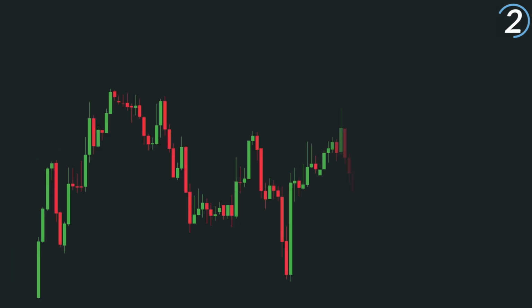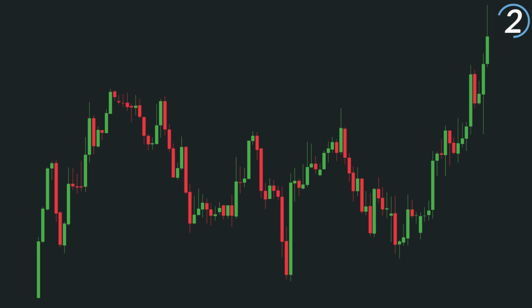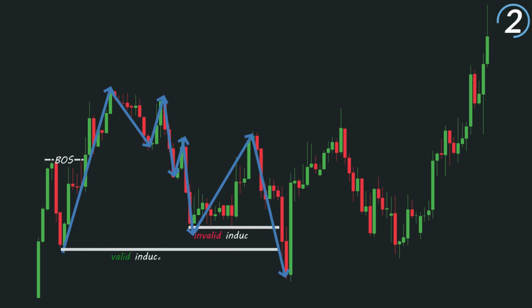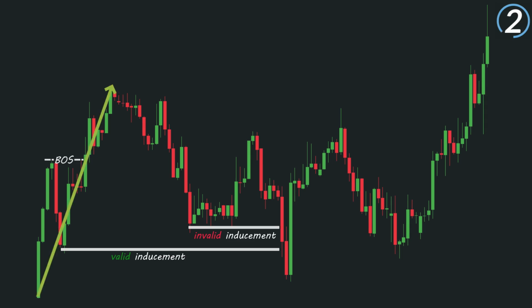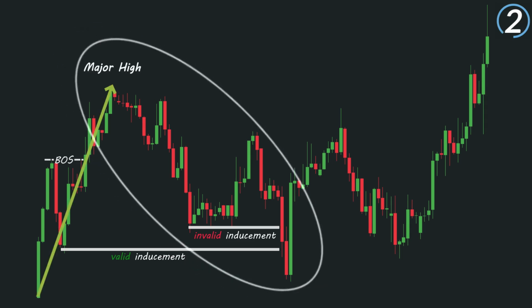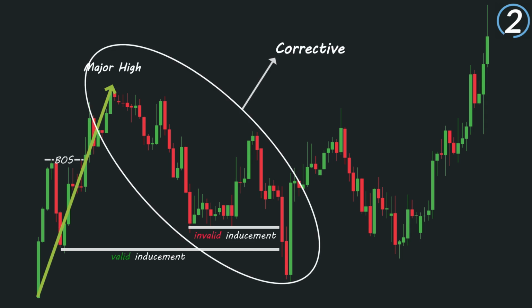Take a close look at the chart on the right. The market made a strong impulsive move that created a break of structure, followed by a corrective pattern composed of several smaller moves. In your opinion, why was the first price break an invalid inducement that the market rejected, while a valid inducement was formed afterward? As we discussed earlier, for an inducement to be valid, the price must break or sweep the impulsive candlestick structure that formed a major high or low within a corrective move, which is exactly what has happened here.